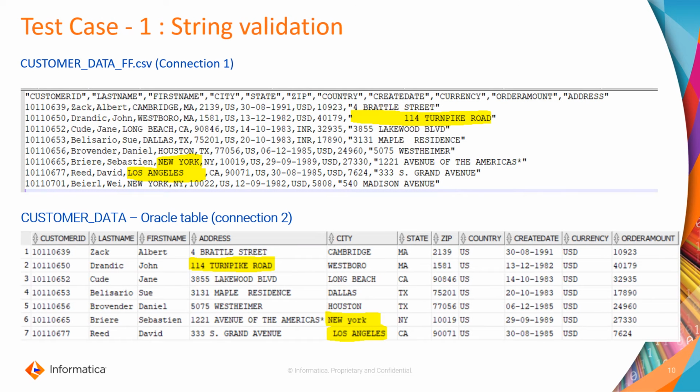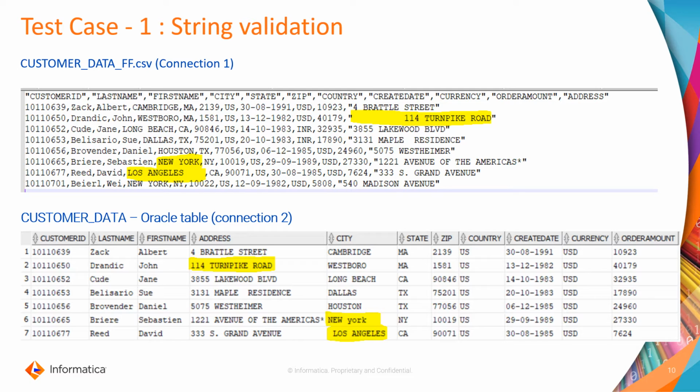So let's come back to test case 1, string validation. Here we have 2 data sets. Connection 1 is a flat file which has 8 records, and connection 2 is an Oracle table, the customer data table, and here we have 7 records. So one is having 8 records, another one is having 7 records.